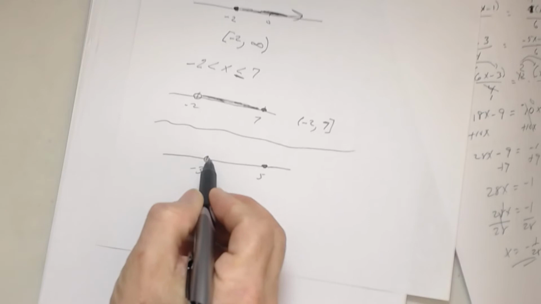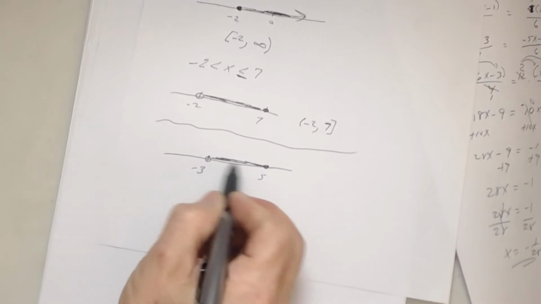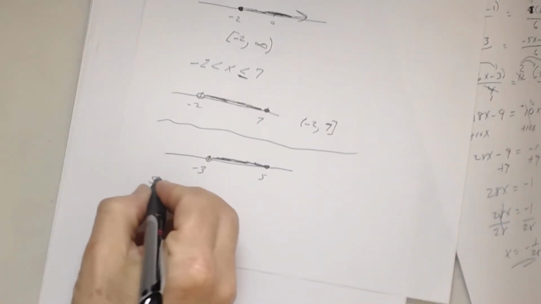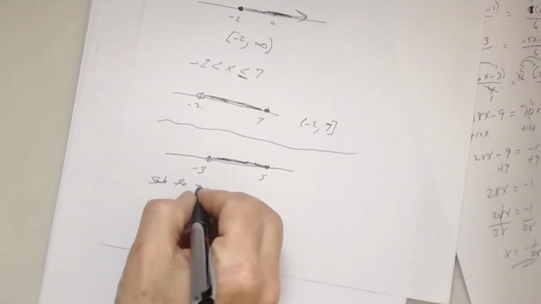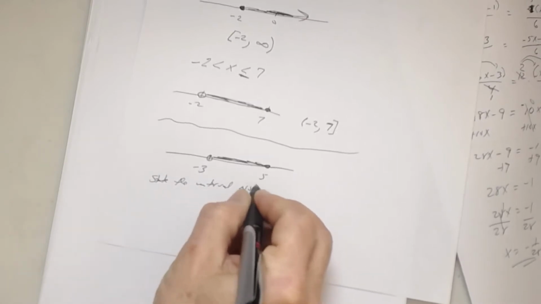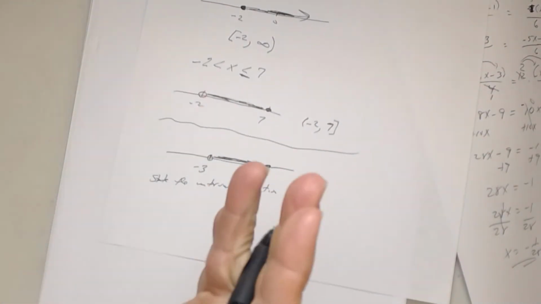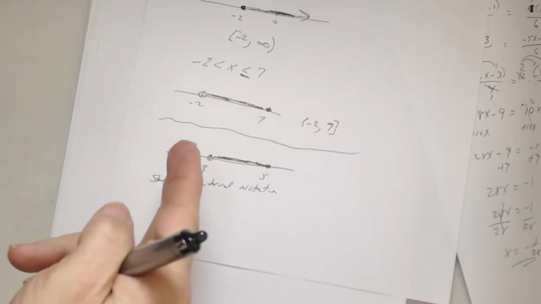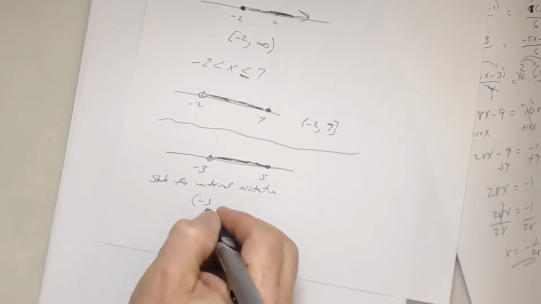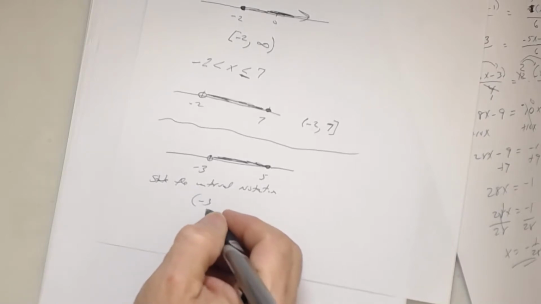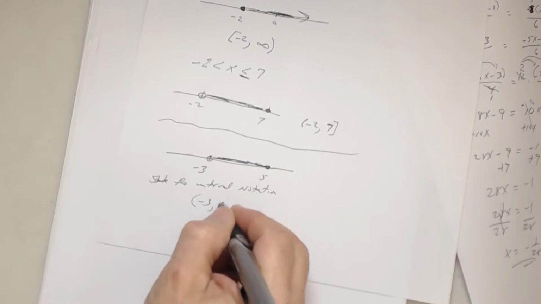Okay, so let's suppose I had this graph right here. I want you to state the interval notation. From the graph, it's easy to come up with the interval notation. You can read a graph from left to right. So where does this graph start? -3. Parentheses, because it's not closed, there's no equal sign. All the way to what? 5 with a bracket. So there's your interval notation.